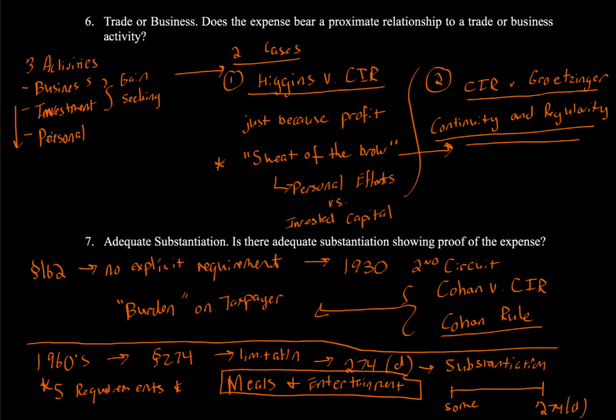The 5th is in carrying on. This deals with whether you are already in the business line. If you're not, then you can't deduct under Section 162, but remember, Section 195, startup expenditures, provides a special rule. 6 is any trade or business, which we talked about here. So it must be a trade or business. So remember the Higgins case contrasted investment versus business activity, and then Grotzinger brought in the continuity and regularity. And then 7, there must be substantiation.